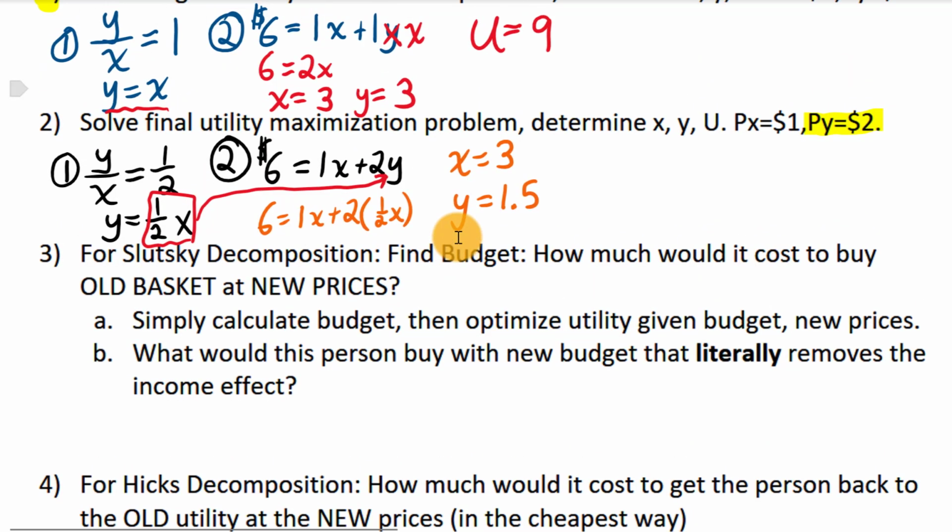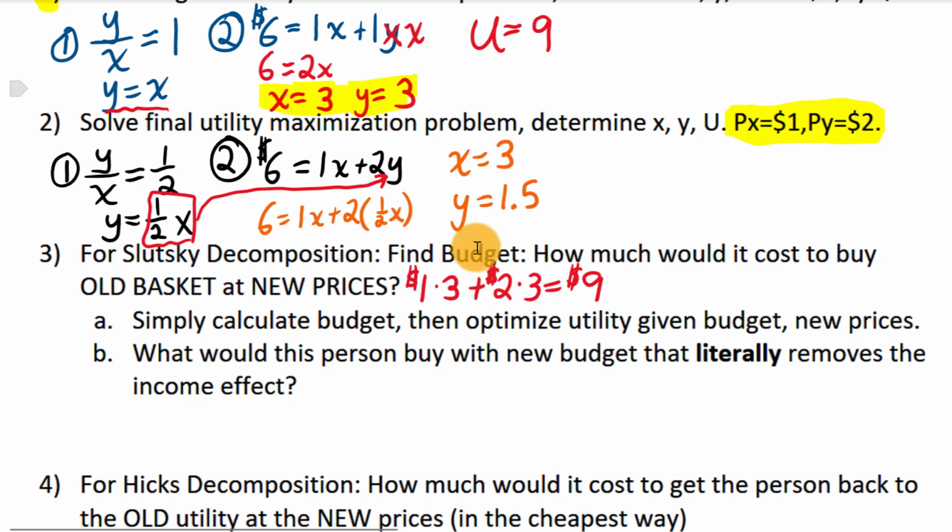So the old basket was when they were buying 3 Ys and 3 X's, and the new prices here are $1 and $2. What amount of money would the person need to buy that? And so the answer is just, well, we need $1 to buy each X, so it would be $1 times 3 for the original amount of X, plus we need $2 for each of those original 3 Ys. And so what we would need is 3 plus 6 is $9.